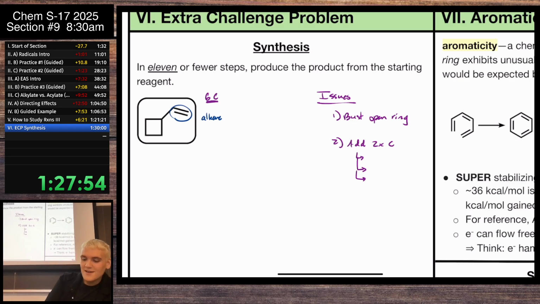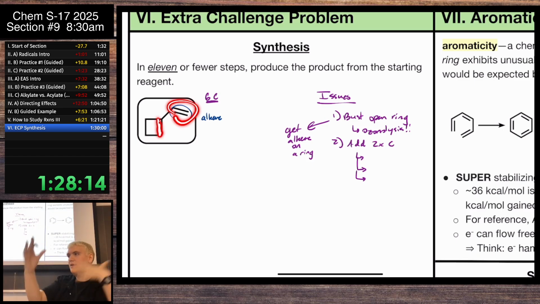So, ozonolysis. In order to do ozonolysis to bust open a ring, what we need to do is get an alkene on the ring. So right now our alkene's over here. Somehow we would need to get over here. That's kind of thinking on those terms. And then the other big issue is we have to add 2 carbons somehow.